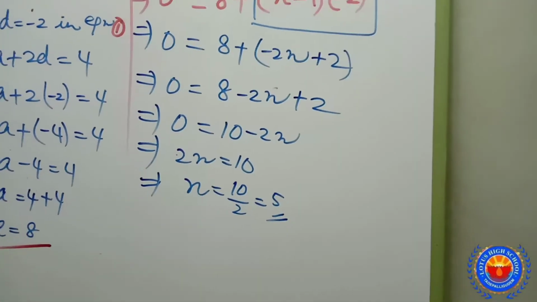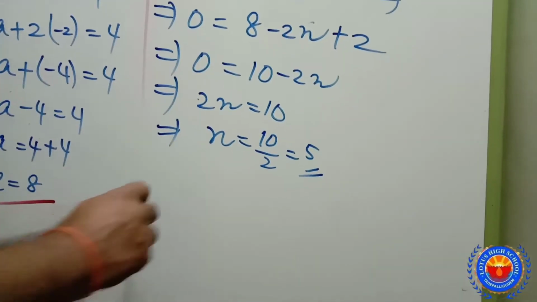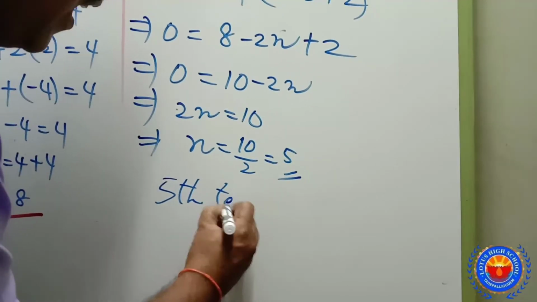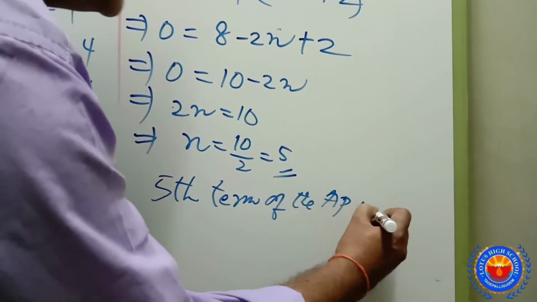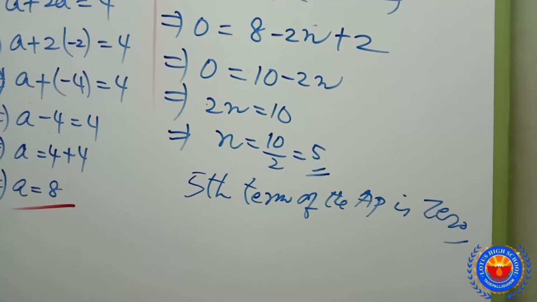Therefore, which term of the AP is 0? The fifth term of the AP is 0. Which term? Fifth term. Okay.